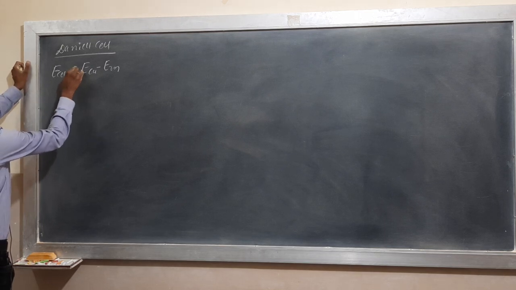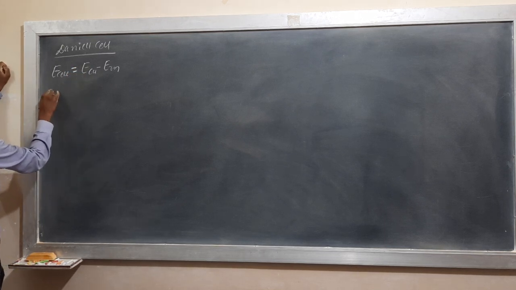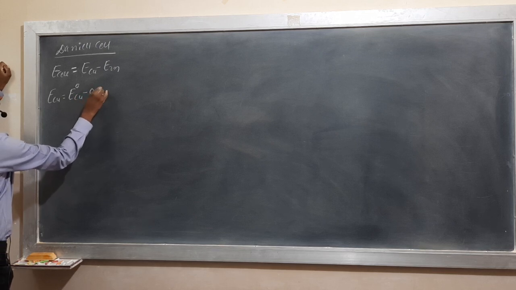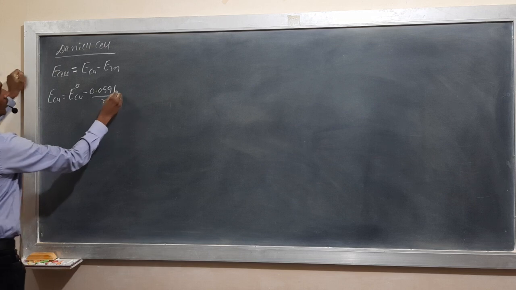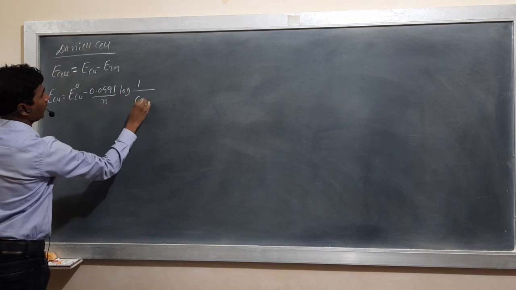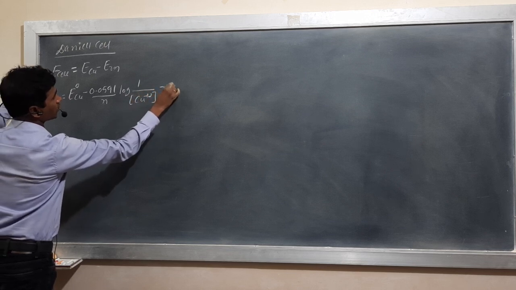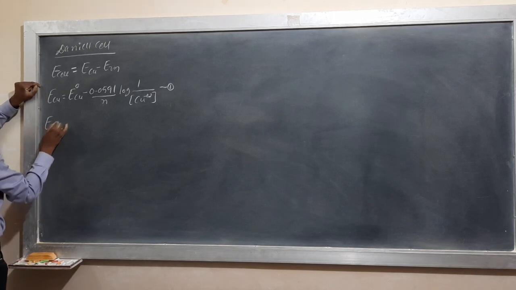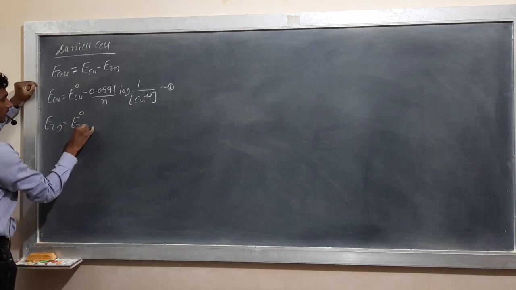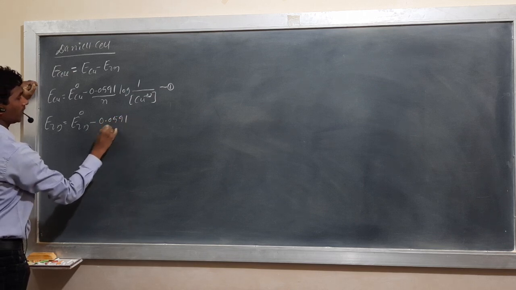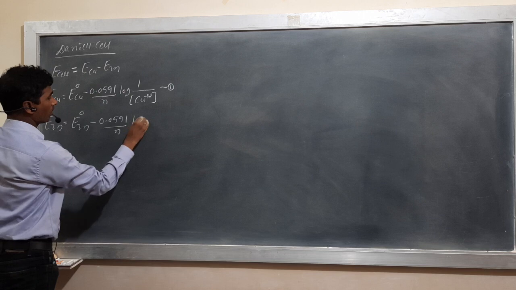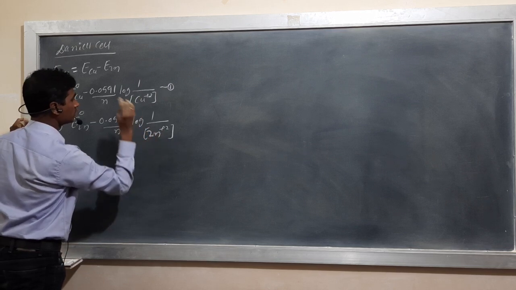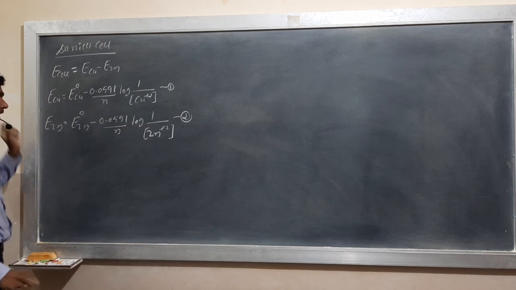Now the Nernst equation is applied for the electrode potential of copper. E of copper is equal to E naught of copper minus 0.0591 divided by n log of 1 divided by Cu2+. This is equation number 1, for the copper electrode. For zinc electrode, E of zinc is equal to E naught of zinc minus 0.0591 divided by n log of 1 divided by Zn2+. This is according to the Nernst equation, applied for both copper electrode and zinc electrode.